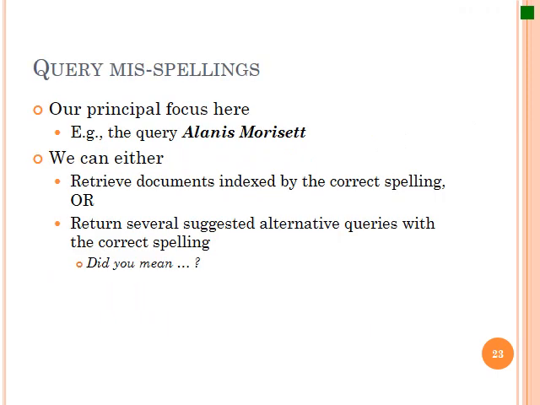Okay, so our principal focus here will be something like this. So this Alanis Morissette, I think it misses an R here. Okay, so this kind of typo, right? So we can either retrieve documents indexed by the correct spelling, or we can return a suggestion to the user that says, did you mean this, right? Did you mean that? I'm sure that you have experienced this kind of thing in your daily use of search engines, right? Some of the search engines do that.